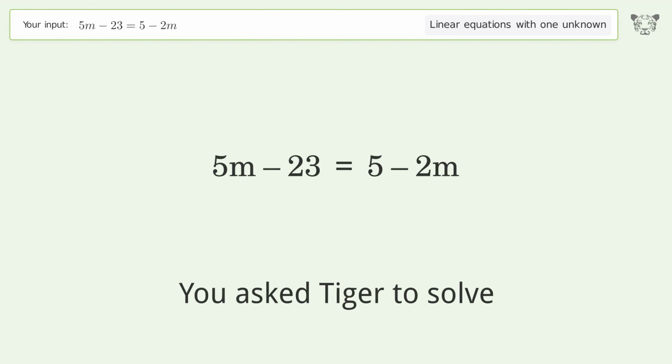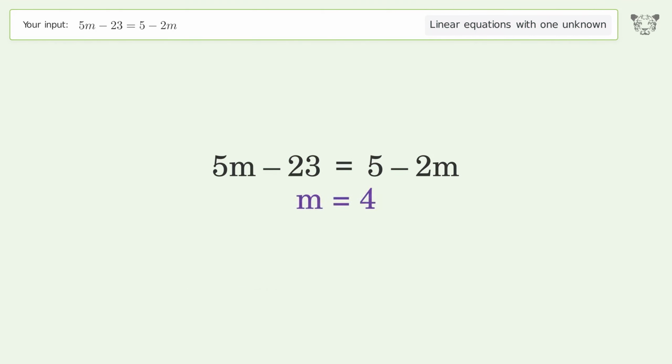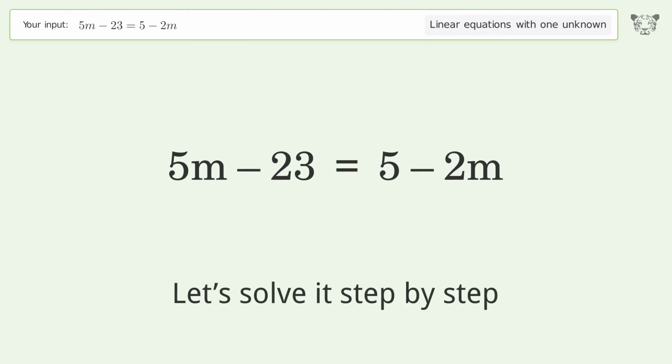You ask Tiger to solve. This deals with linear equations with one unknown. The final result is m equals 4. Let's solve it step by step.